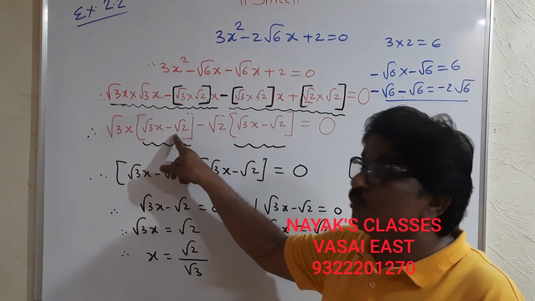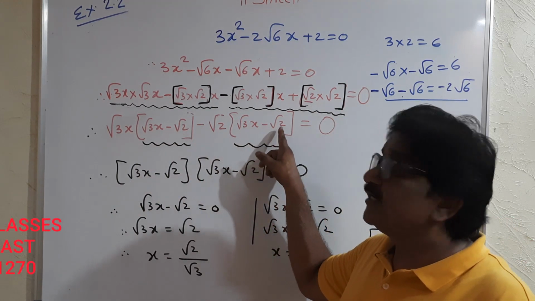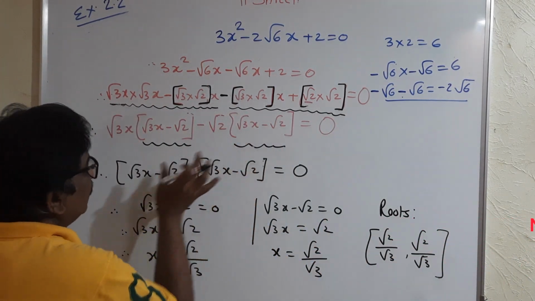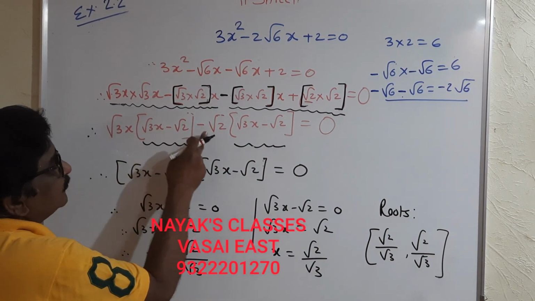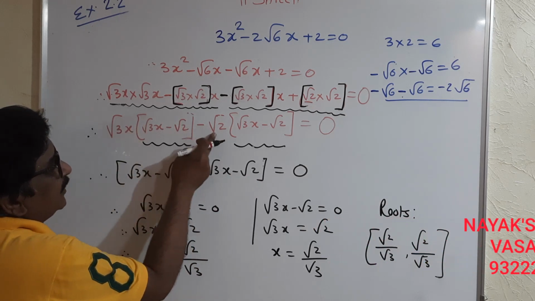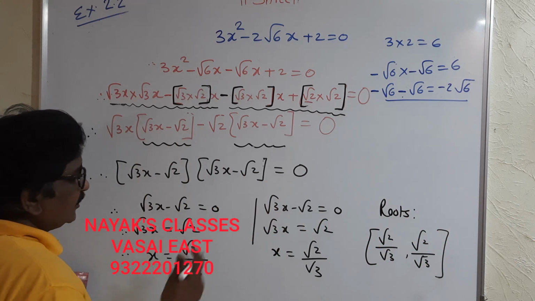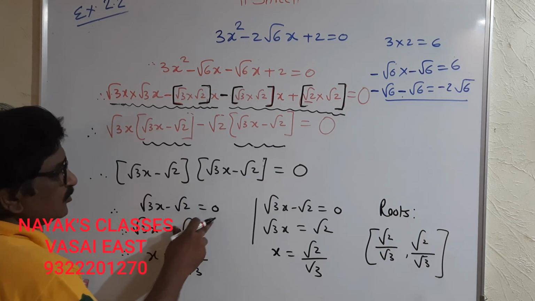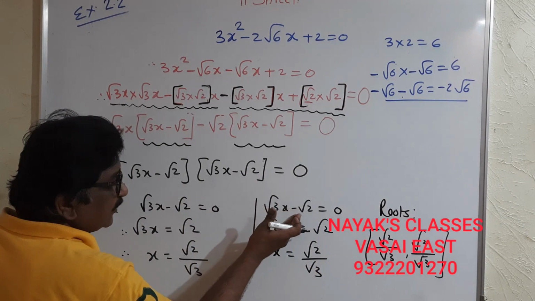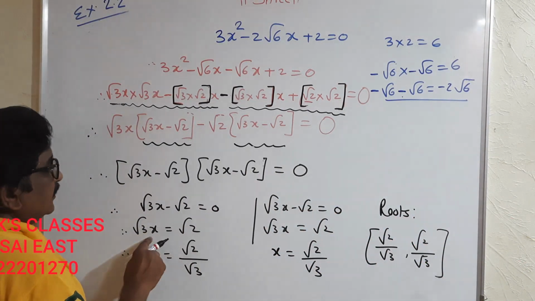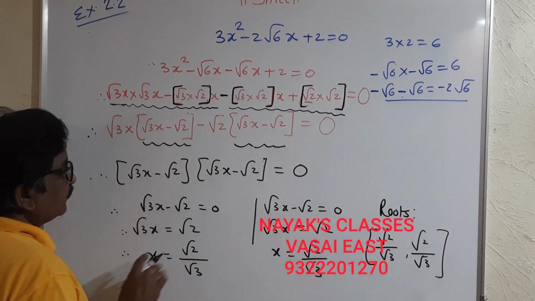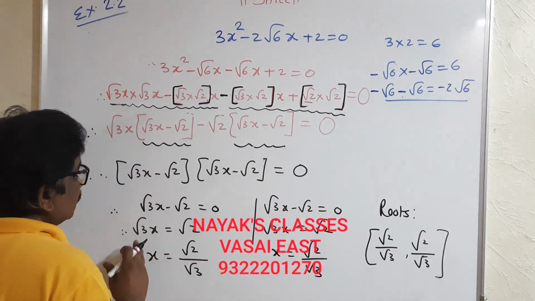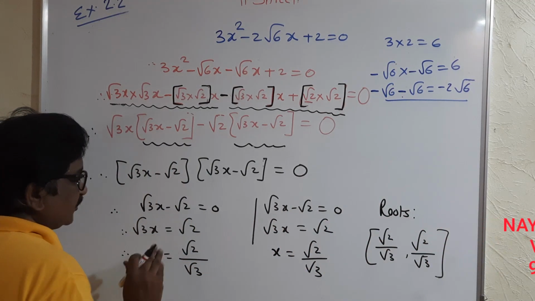Root 3x minus root 2 is common. We have taken these two common, and the remaining is root 3x minus root 2, which is equal to 0. Equating these two with zero, root 3x minus root 2 is equal to 0. So root 3x is equal to root 2. The minus root 2 went to that side, it becomes plus. So finally x is equal to root 2 upon root 3.